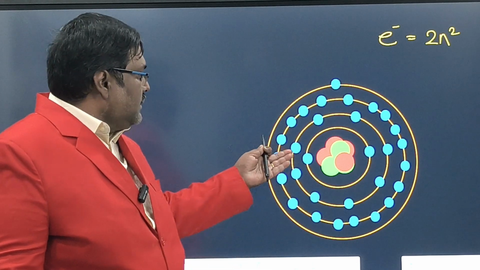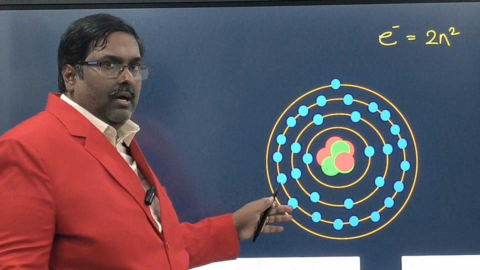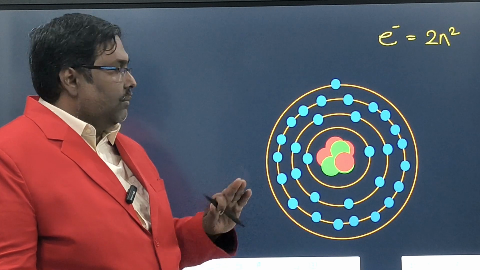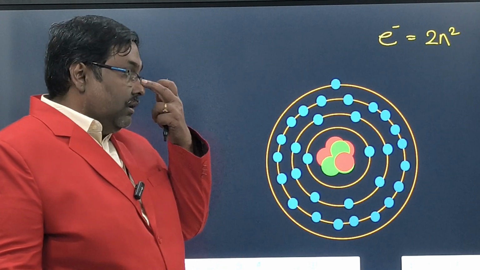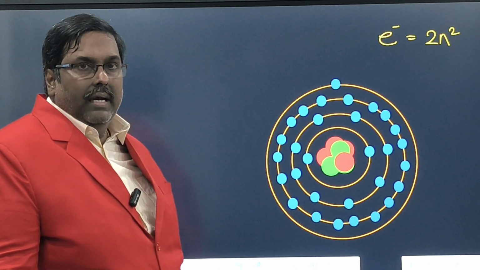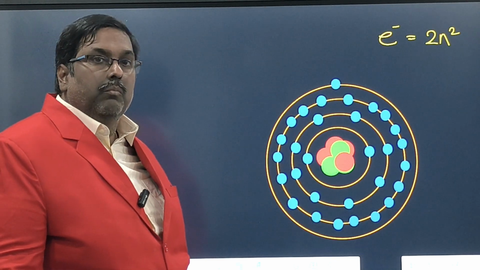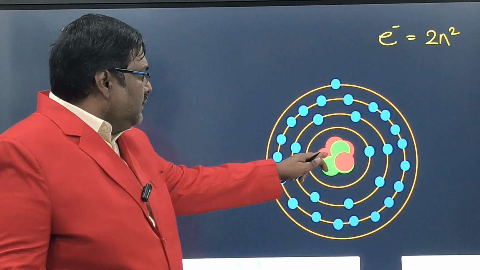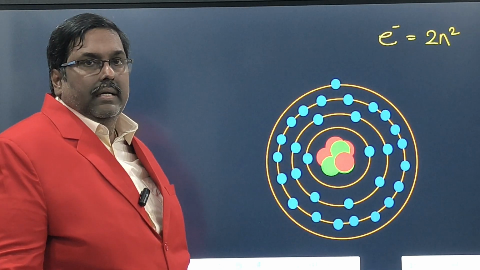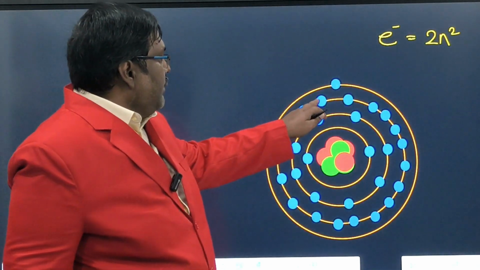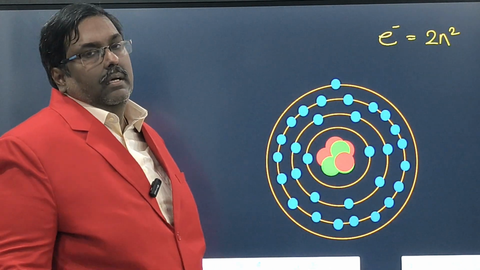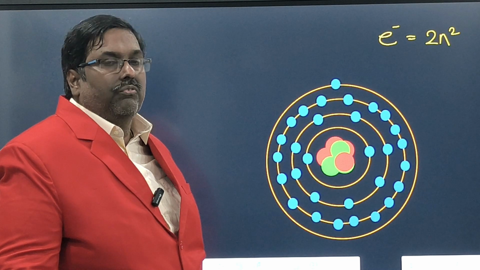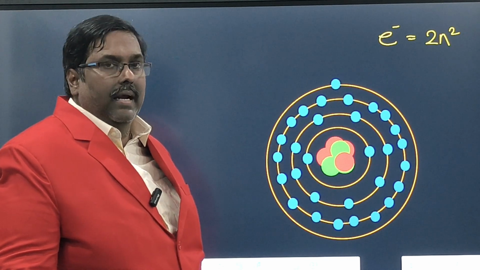The outermost orbit depends on the element. This one has 4 orbits, some elements have 3 orbits. Whatever it is, in the outermost orbit, how many electrons are there, that is called valence electrons or free electrons. That electron can move from that orbit because it is very far from the nucleus, and there is also a repelling force, so very easily the electrons can move from one atom to another atom.